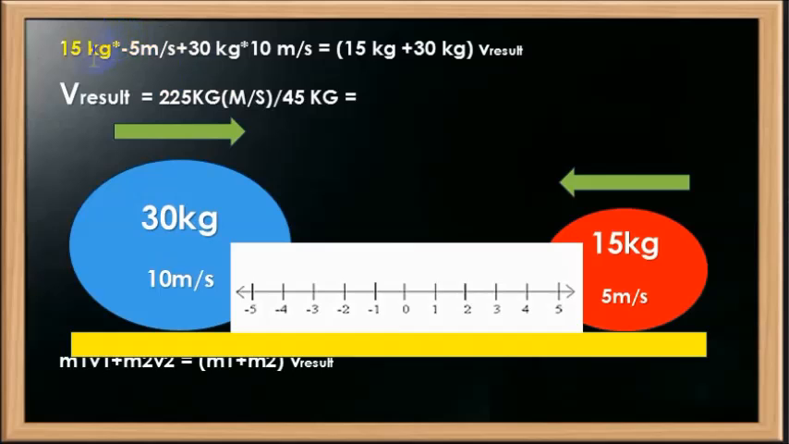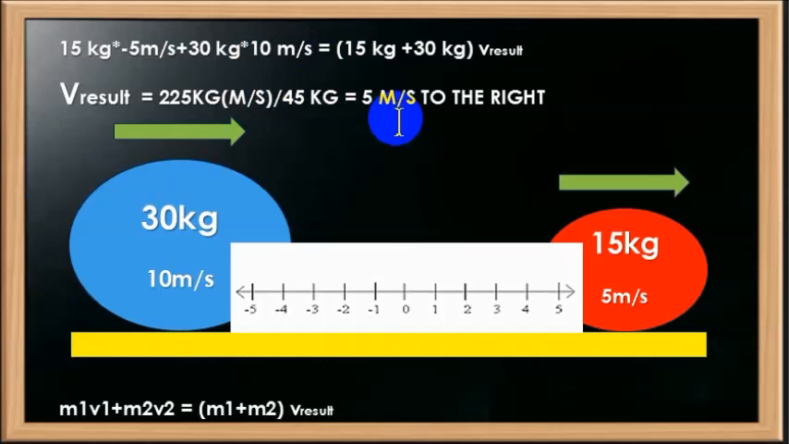Now what happens here is 5 times 15 is going to be negative 75. And then 30 times 10 is going to be 300. So we're going to wind up with 225. And that's going to be divided by 45, which is 15 plus 30. We divide that so we can isolate V result by itself. And our result is going to be 5 meters per second to the right. That is what's going to happen after the collision. This object is going to roll 5 meters per second to the right.